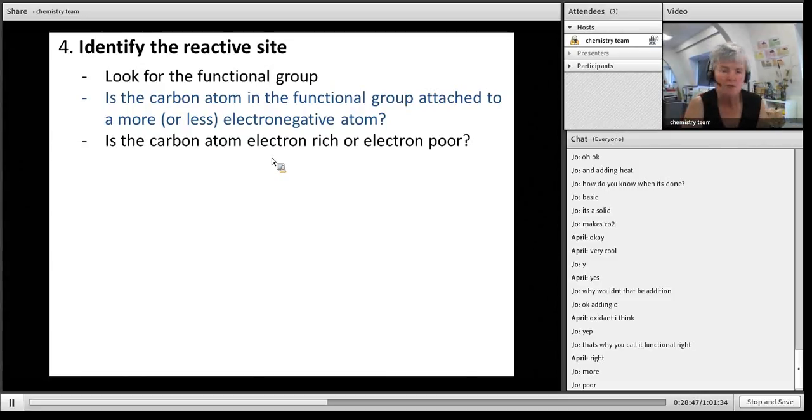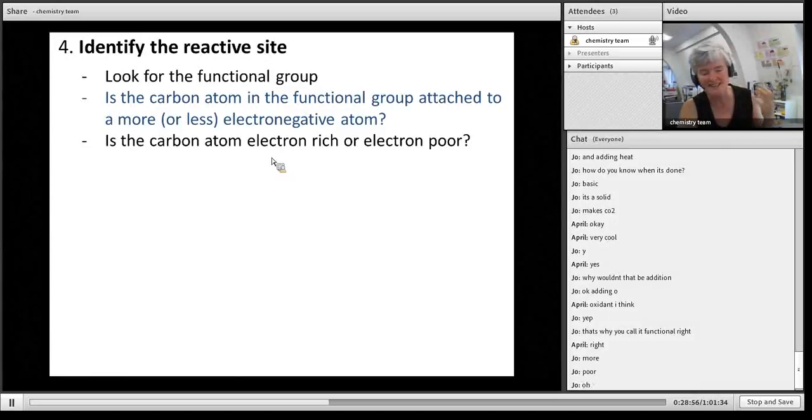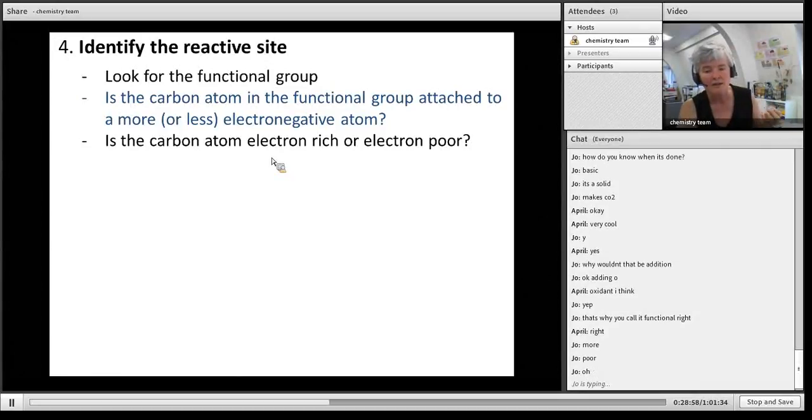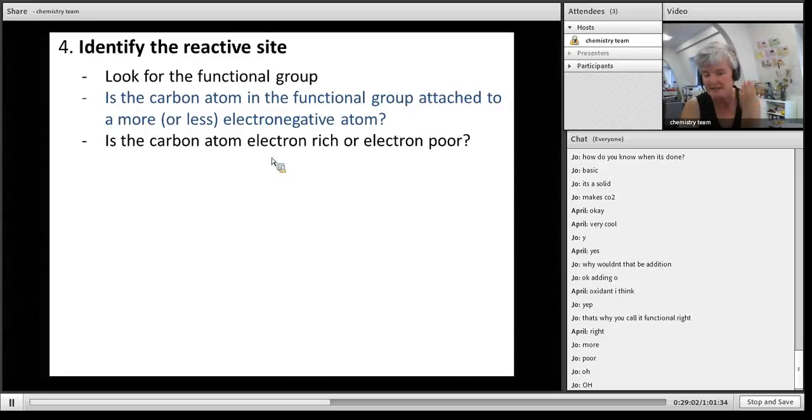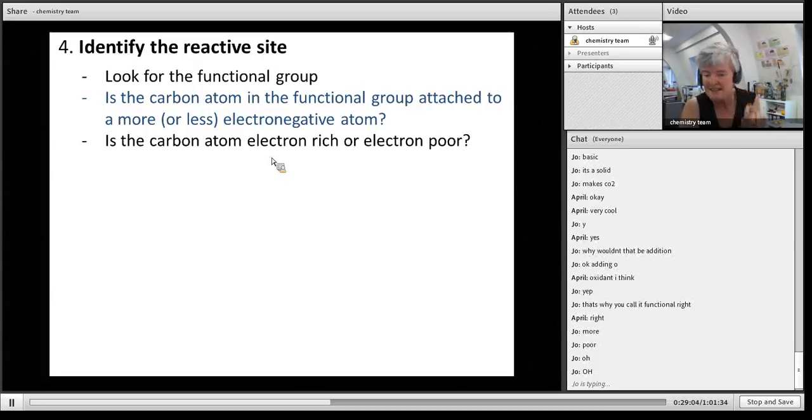So what sort of things are going to be attracted to that semi-positive carbon? Notice I'm not saying positively charged carbon, because it doesn't carry a full positive charge. So, okay, is it going to attract something negatively charged? Right, OH minus. It's going to attract something that's negatively charged or something that's rich in electrons. Here's chloride, OH minus, something like that.